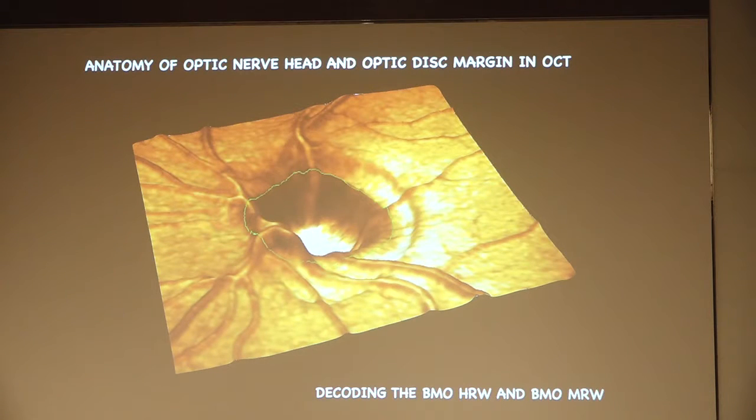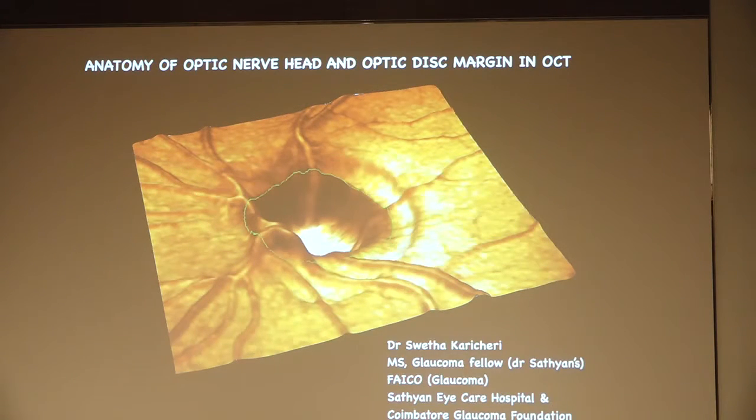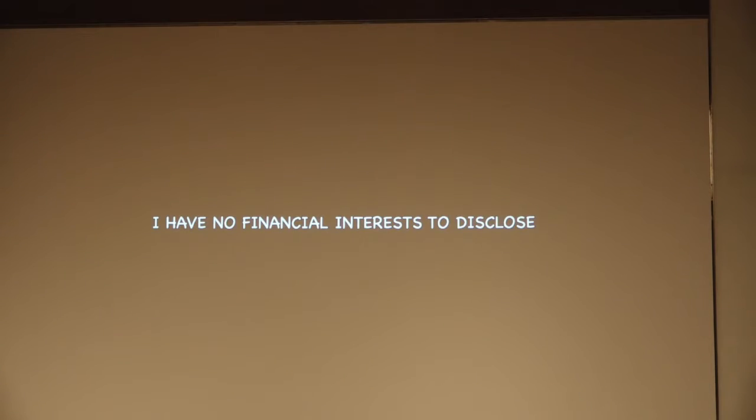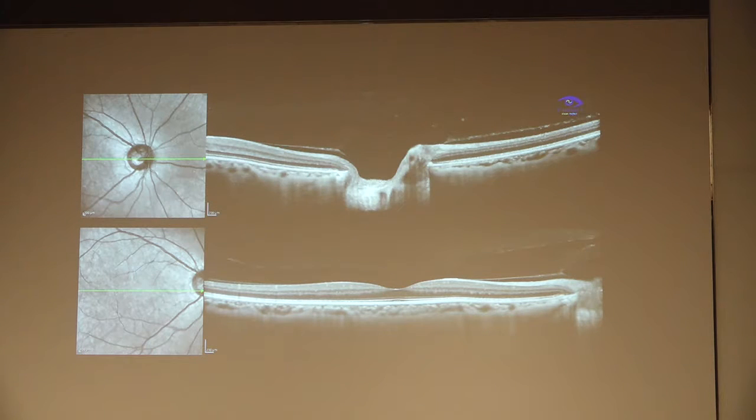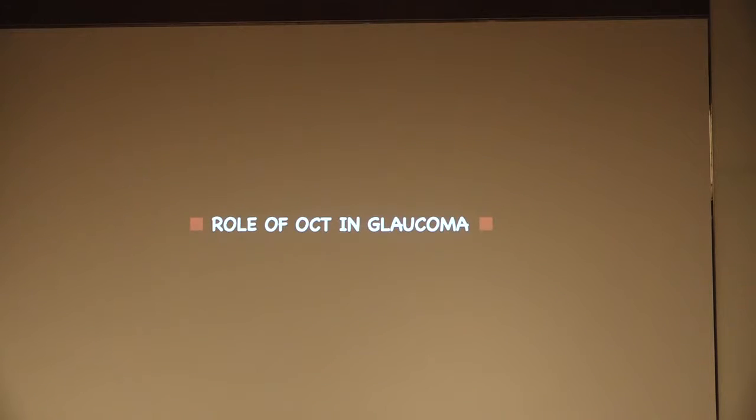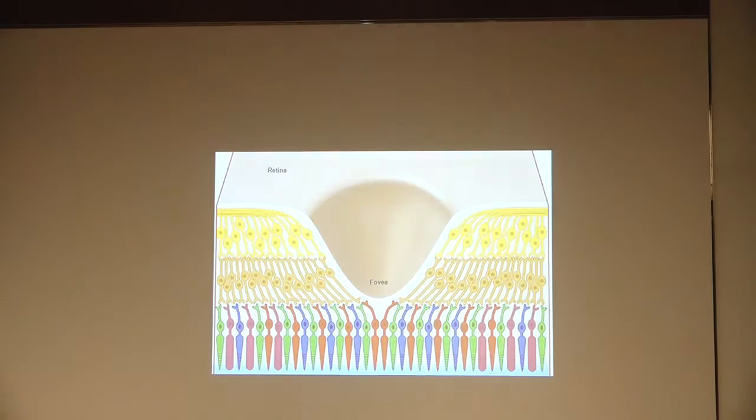Now, I'll go straight into my topic, that is the anatomy of the optic nerve head and optic disc margin in OCT, decoding the BMO HRW and BMO MRW. I have no financial interest to disclose. Understanding the anatomy of the OCT is important because to understand the GMP program in Spectralis, we need to decode what exactly it is. Now, let's see the role of OCT in glaucoma.